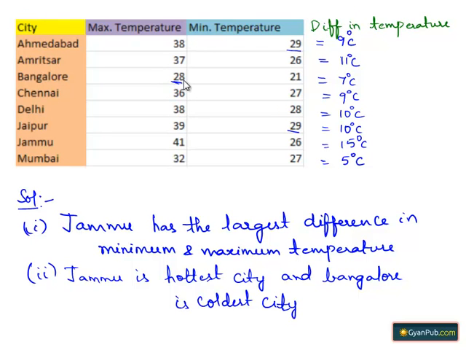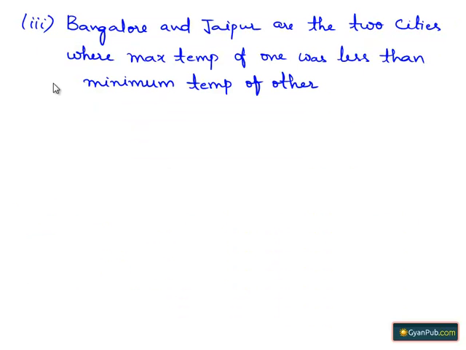Here we see in the tabular form, Bangalore and Ahmedabad are also the two cities where maximum temperature of one was less than the minimum temperature of the other. So Bangalore and Ahmedabad.